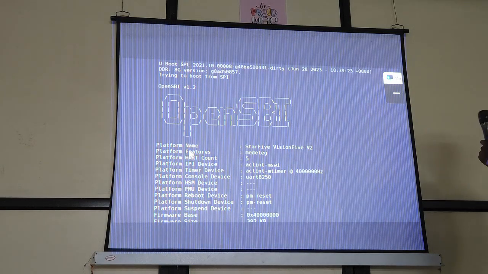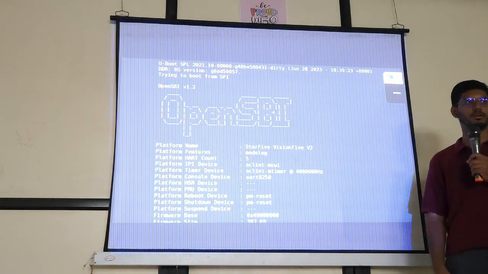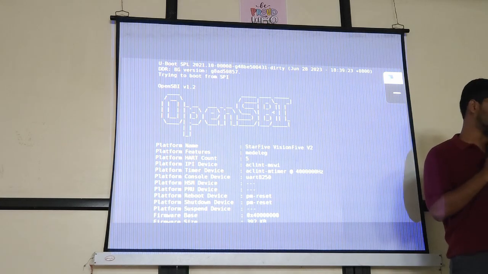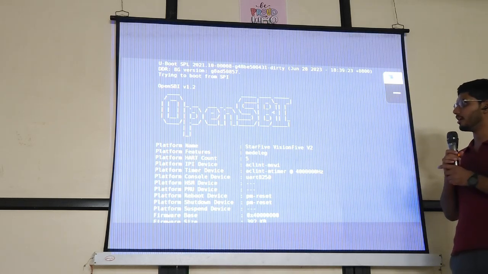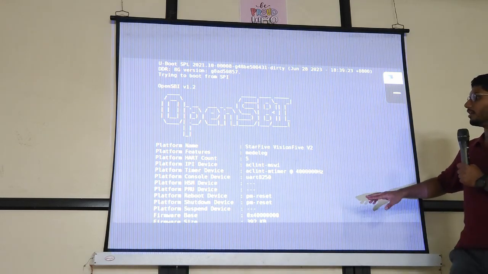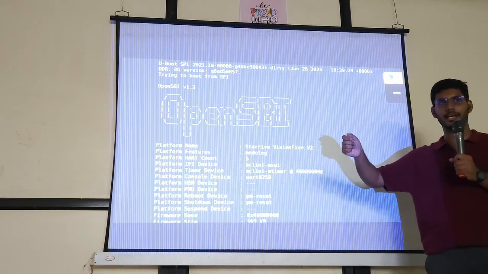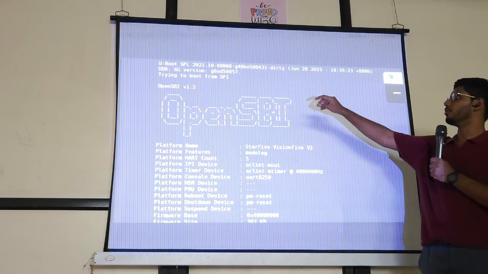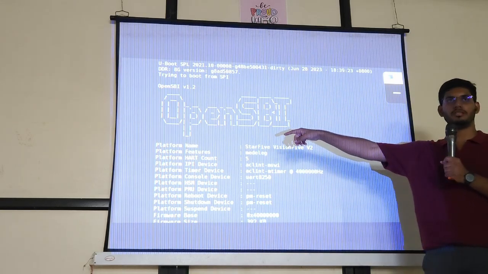What we have here is the boot up till the OpenSBI stage of VisionFive 2. VisionFive 2 is a RISC-V based single board computer, the size of your Raspberry Pi, based on a RISC-V SoC named JH7110. The first one is U-Boot SPL. We'll see the boot stages in the next slide. U-Boot SPL is the secondary program loader. After the DDR initialization, it is run, and after that OpenSBI is booted.